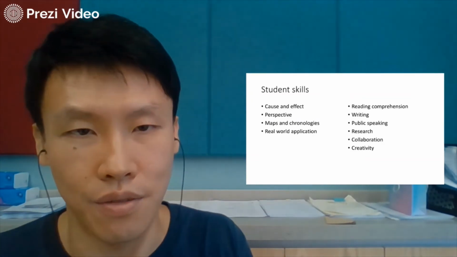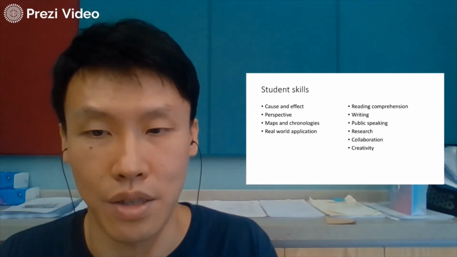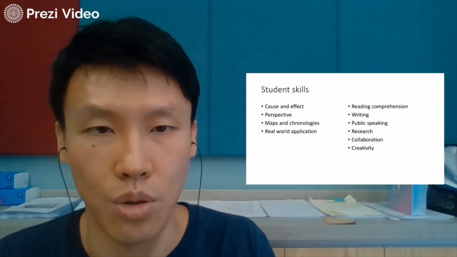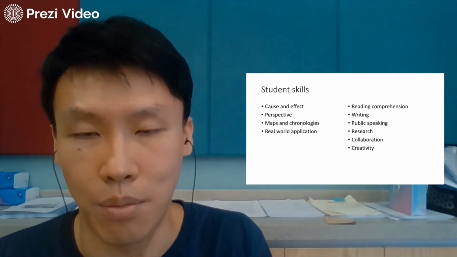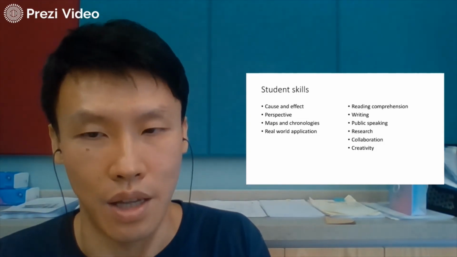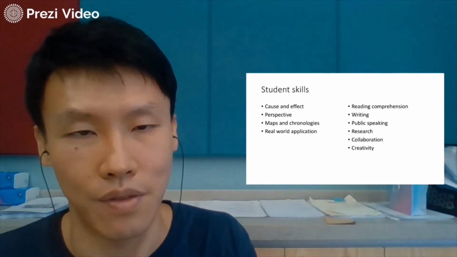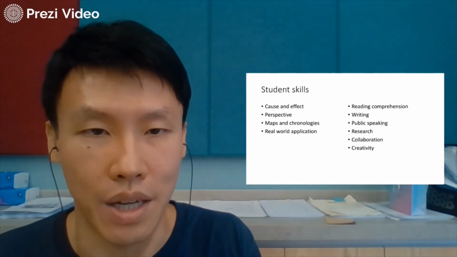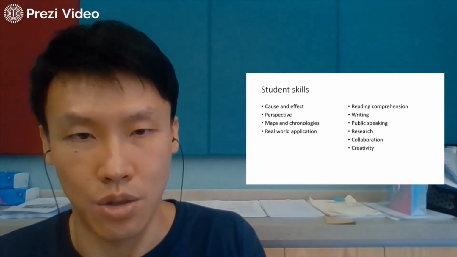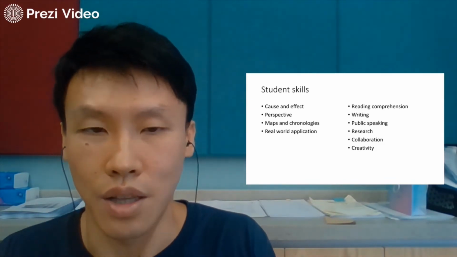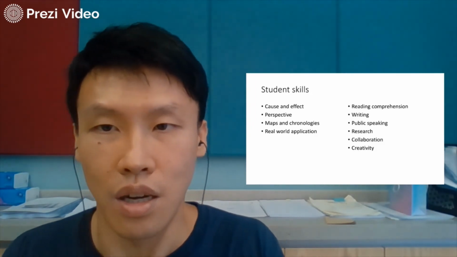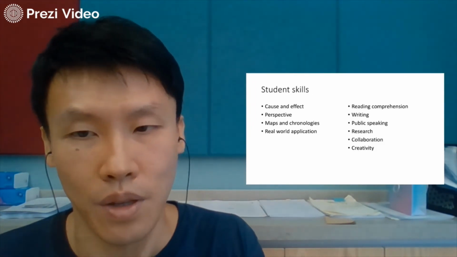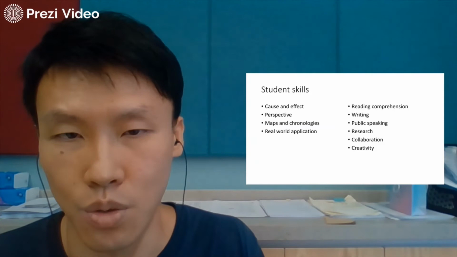The second set of skills that my students will need to practice is related to producing work. So number 1, they're going to need to practice their reading comprehension, and I'll get into this more when I talk about my activities. They'll need to practice their writing and public speaking. They'll need to practice their research skills, their collaboration skills, and also their creativity skills. All of these will be needed when they start working on their activities, which are all student-centered and project-based.